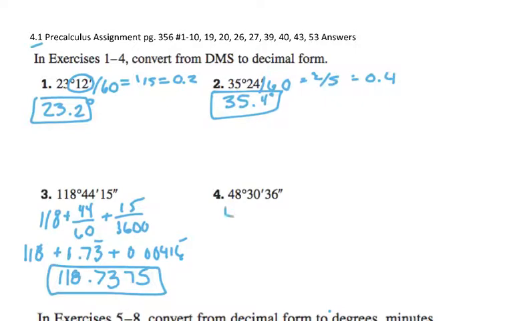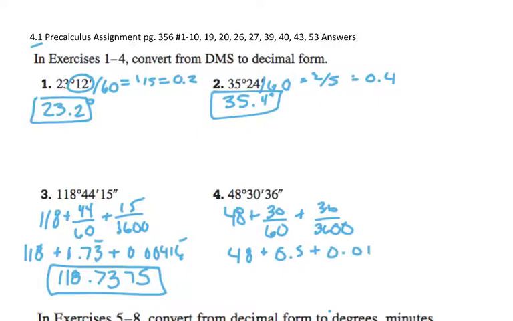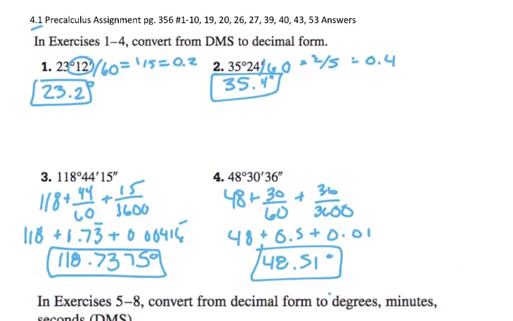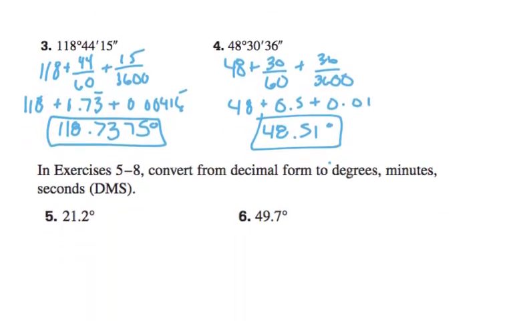Alright, and then the same thing happens in the next one, but now we have 48 and 30/60ths and 36/3600ths. So that means we're going to take 48 plus 0.5 plus 0.01. Okay. So 48.51 degrees. Basically changing everything from a base of 60 or 3,600 to a base of 10. So yay, because we like base 10, it helps us solve everything.